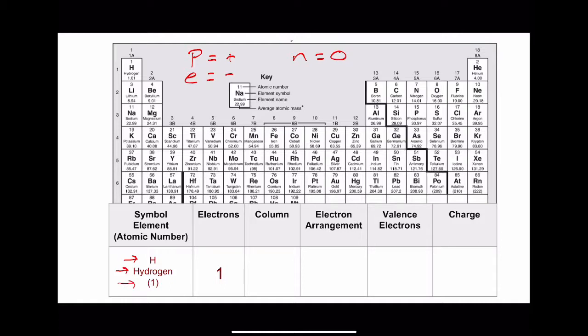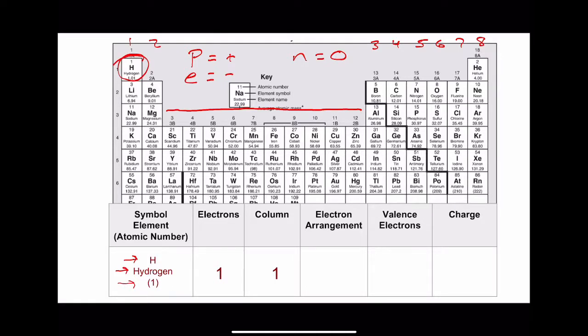Now, when we're looking at column number, we only want to label the column numbers of the main group elements, which means this is column 1, this is column 2. We skip this area in the middle. These are called transition elements. They behave a little bit differently. Their behavior is not as easy to predict as what we would call the main group elements. So we have column 1, column 2. We skip this area in the middle. We call this column 3, column 4, 5, 6, 7, and 8. So hydrogen is in column 1, right here.